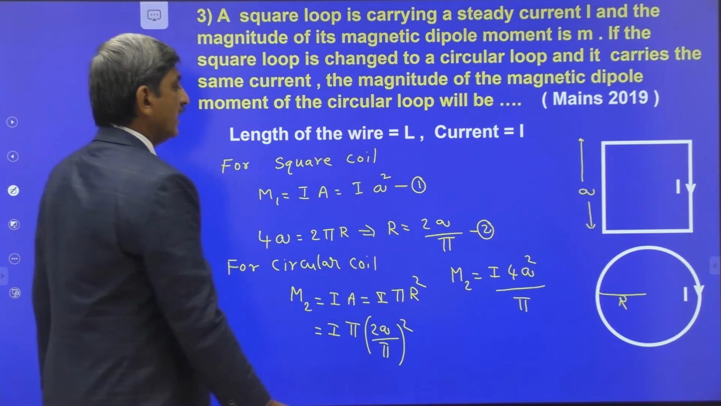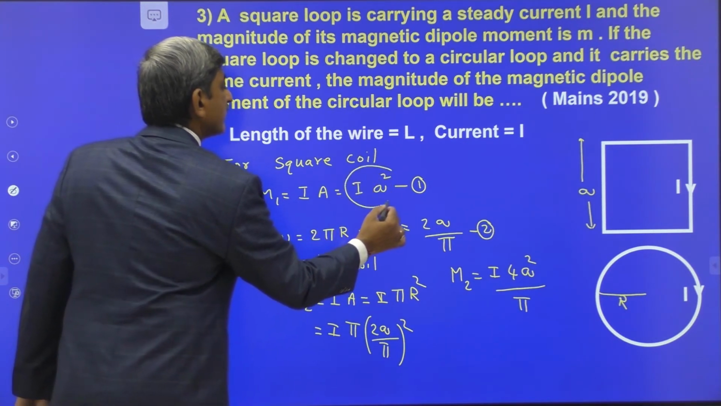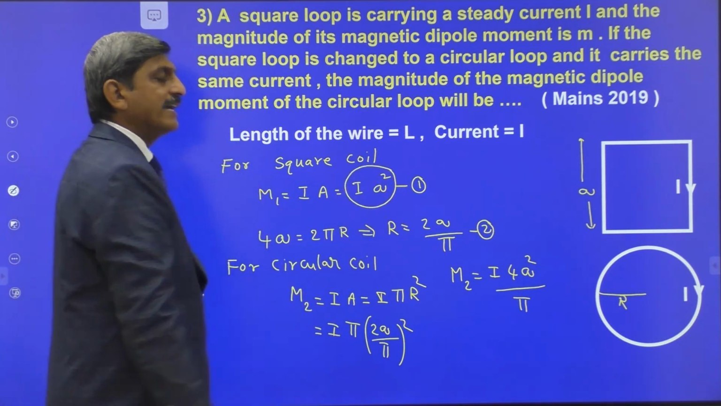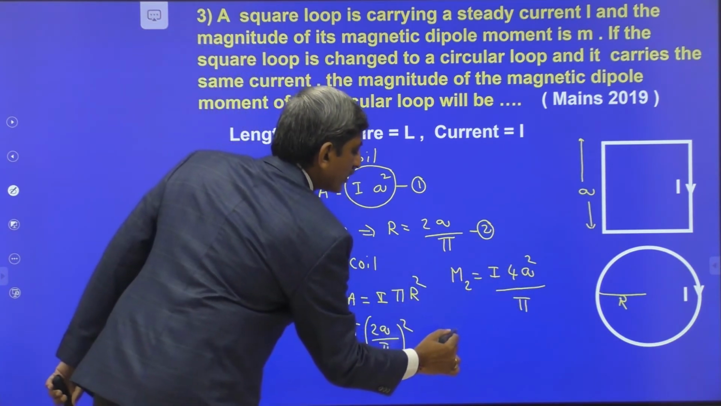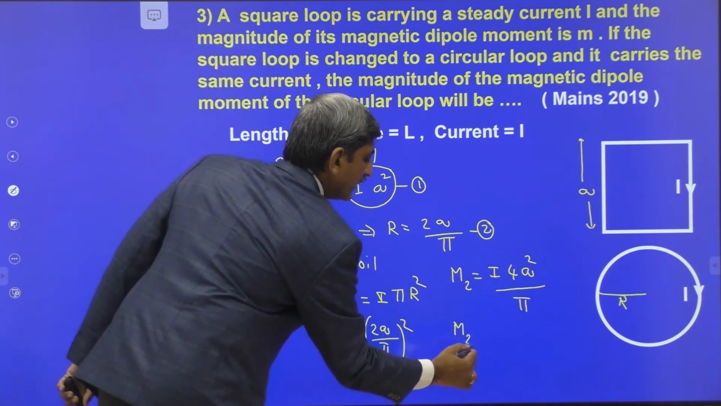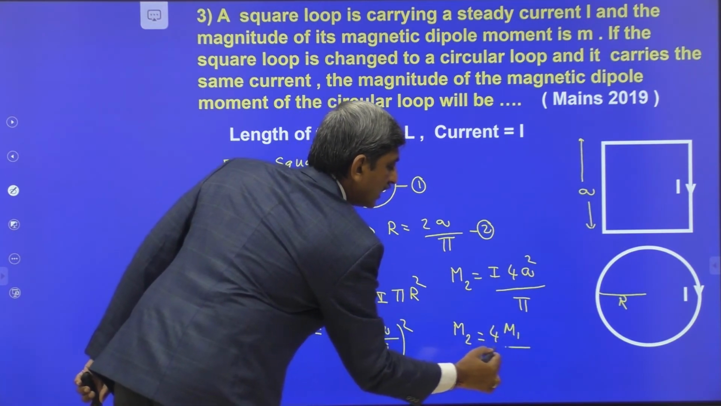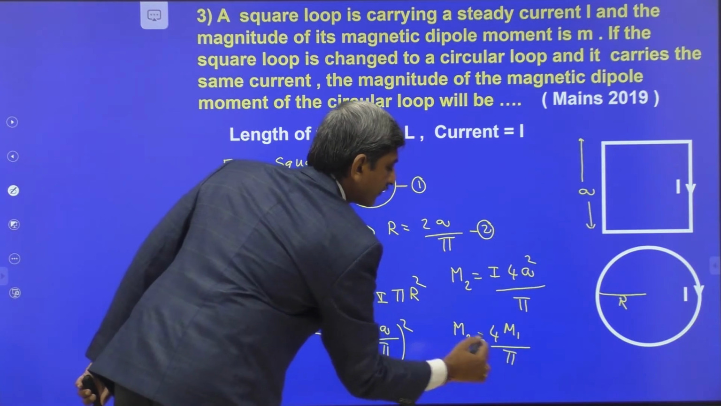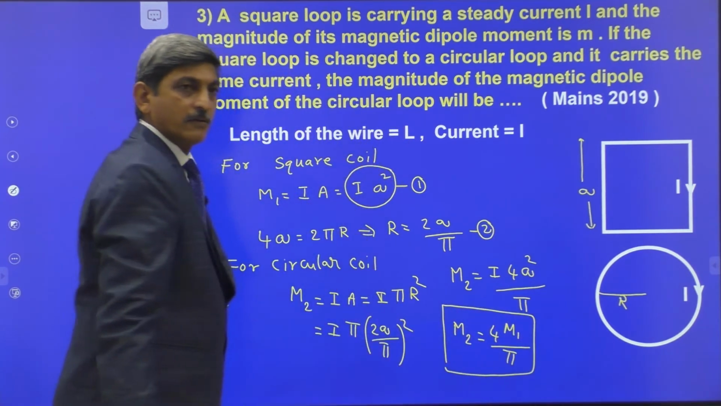Here, already we know that this IA square is nothing but the magnetic moment of the square coil. By substituting IA square is equal to M1, we have M2 is equal to 4M1 divided by pi.